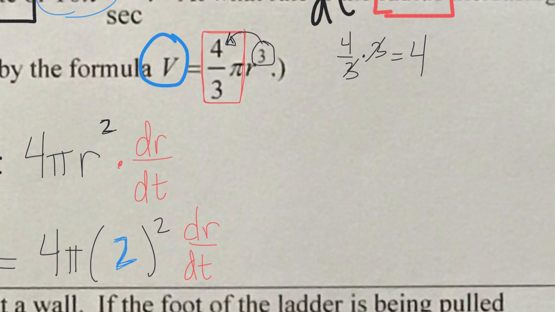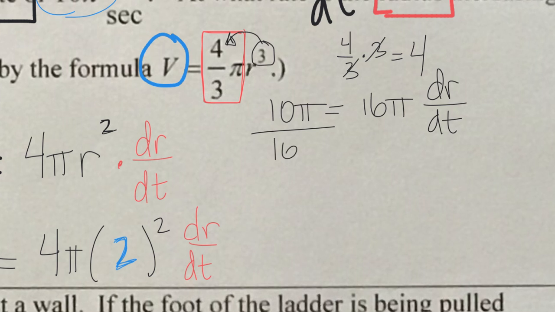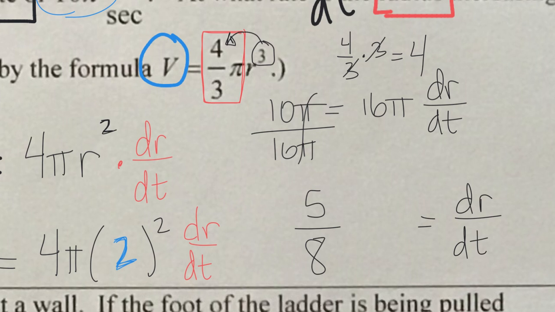Okay, so algebraing this out, I have 10 pi equals 16 pi dr dt. So when we divide both sides by 16 pi, I can reduce my fraction to 5/8. Now this is the radius, right? This is the derivative of the radius. The rate of change of the radius has what for its units?